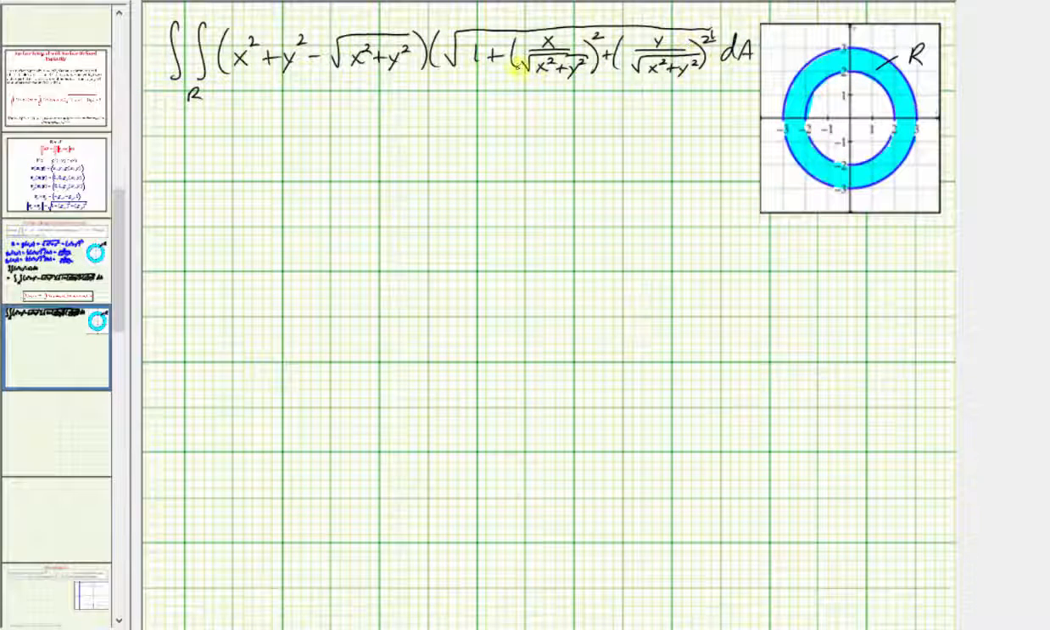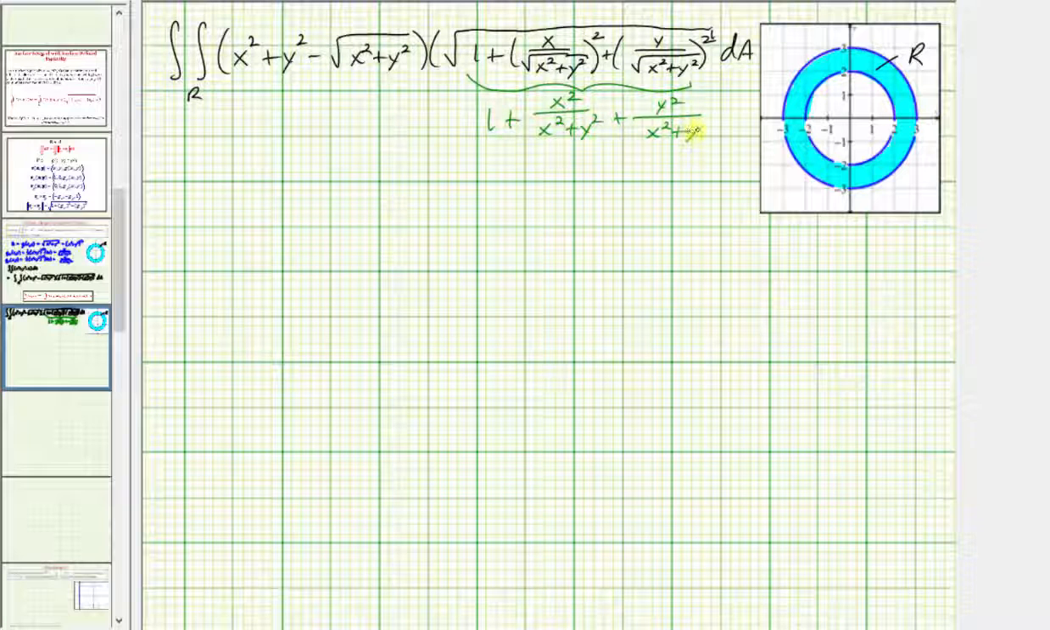Let's simplify this square root here. All of this underneath the square root would be 1 plus, when we square this fraction here, we're going to have x squared all over x squared plus y squared, plus here we'll have y squared all over x squared plus y squared. Notice these two fractions have a common denominator, so we would have 1 plus the quantity x squared plus y squared all over x squared plus y squared. Notice how this fraction is equal to 1. So all of this simplifies to the square root of 2.